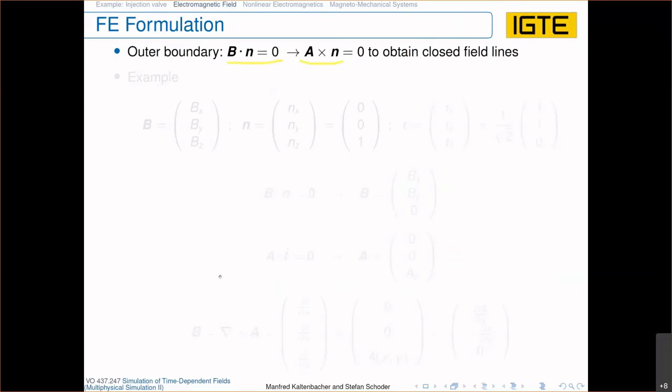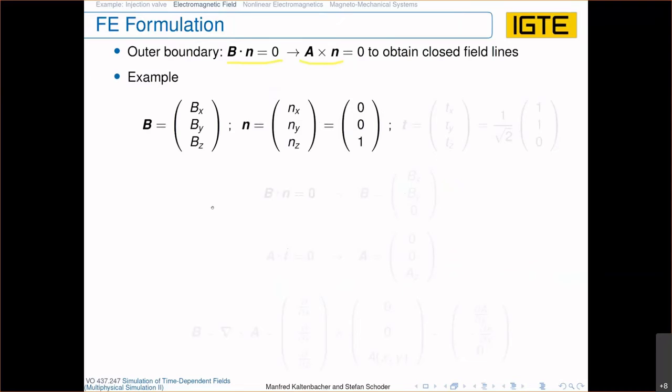Okay, let's have here an example. In this case, let's say we express B by the three components, x, y, and z component, and we have a normal vector on the surface, which, for example, has just a z component. So it is a surface which is parallel to the xy plane, and on this surface, we want to have that the normal component of B is forced to be 0. And as you know, we have to apply it correctly to the magnetic vector potential.